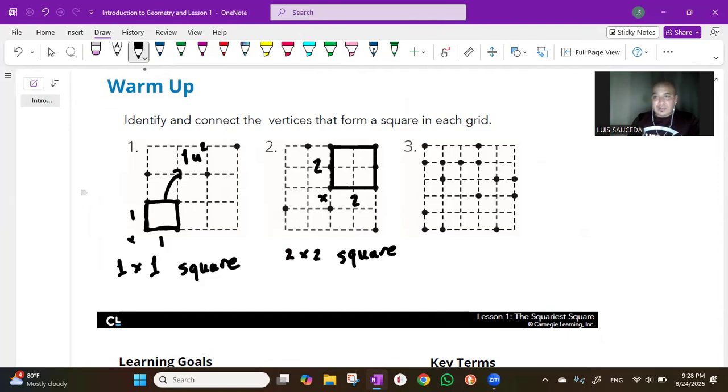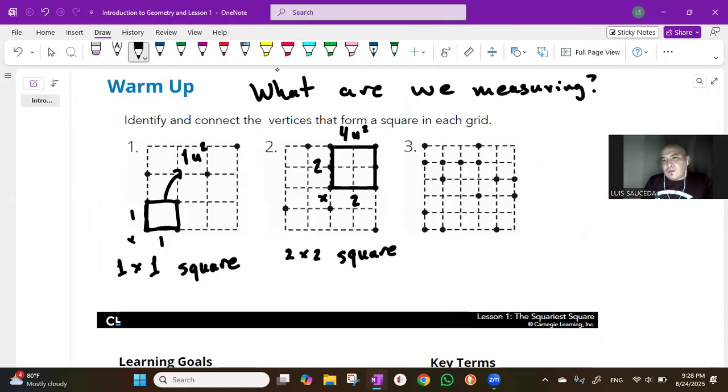And if we multiply 2 times 2, guess how many squares we have inside this square. Well, we counted 1, 2, 3, 4. So we have 4 square units. So every time we do this, what are we measuring? What are we measuring every time we do this?